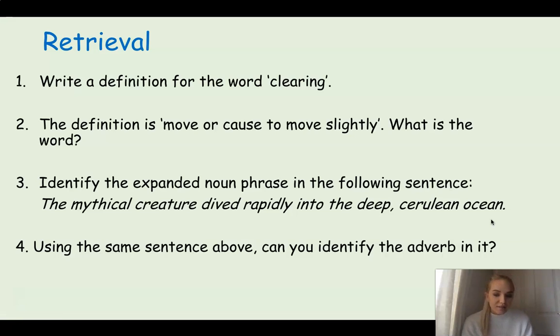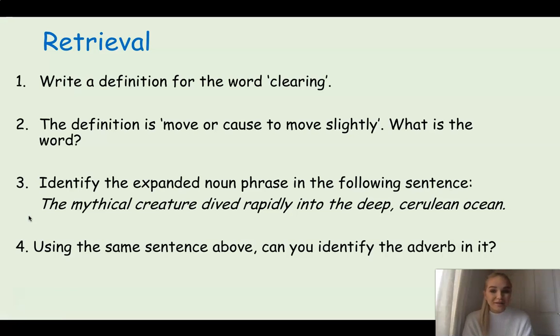Number 4, using the same sentence as the one above, can you identify the adverb? We know the adverb modifies the verb, and we know our verb here is dived, our doing word, our past tense verb. It's got the ed suffix in it. So our adverb is describing how the mythical creature dived: rapidly. This rapidly is how the mythical creature dived. So well done if you got all of those right.